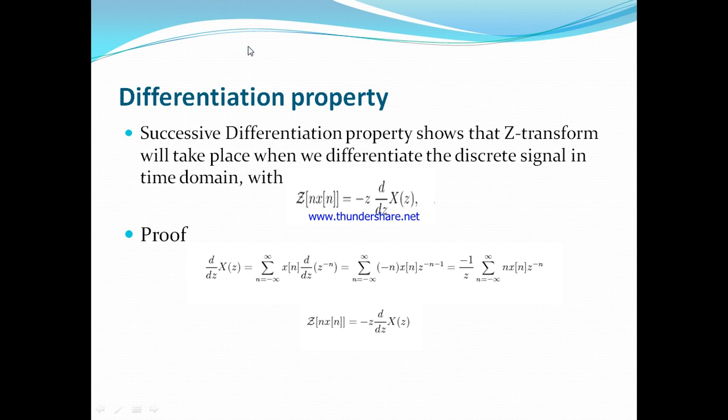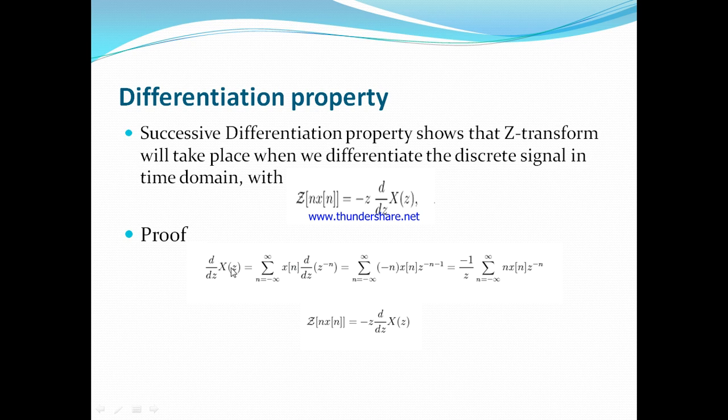Next, the differentiation property. The differentiation property shows how the Z transform behaves when we differentiate in the Z domain. Here the Z transform of n into x of n equals minus z into d by dz of X of z.